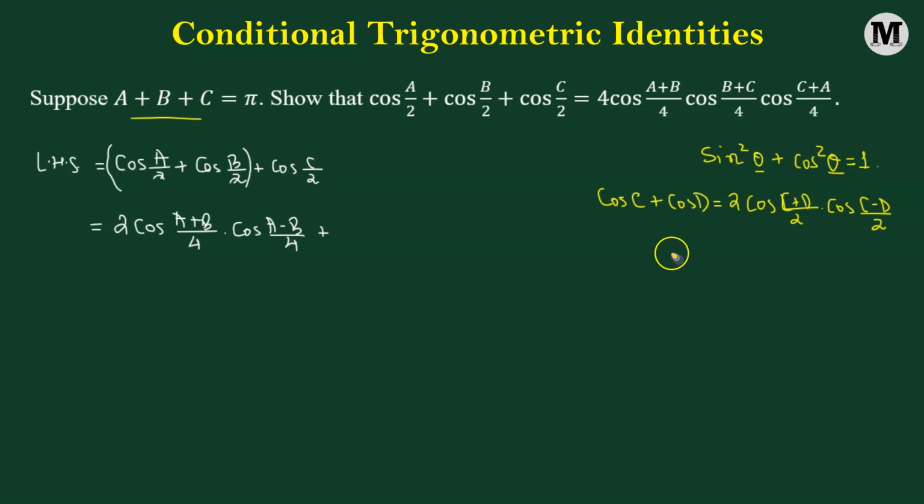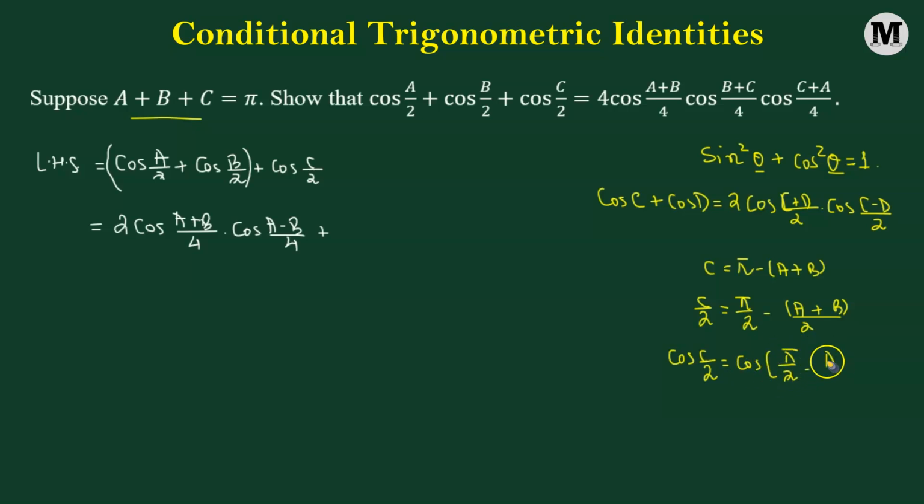We're going to use the fact that since a plus b plus c equals pi, then c equals pi minus (a plus b). Now we're going to divide both sides by 2 such that we get c over 2. This is going to equal pi over 2 minus (a plus b) divided by 2. Now let's take the cosine function on both sides, since we need cosine of c over 2. So cosine of c over 2 is going to equal cosine of the angle pi over 2 minus (a plus b) divided by 2.